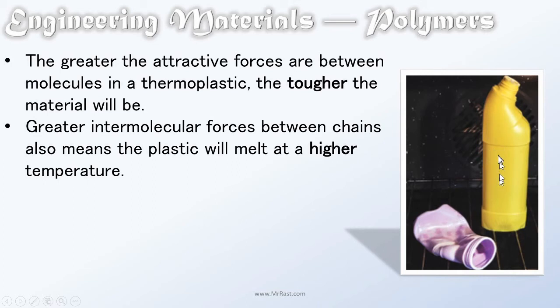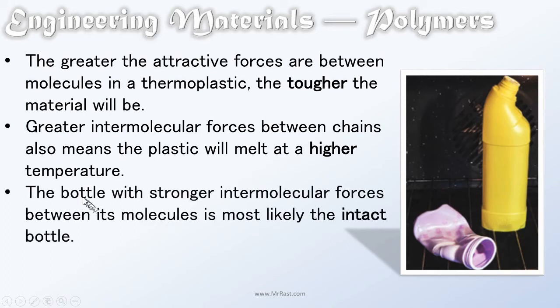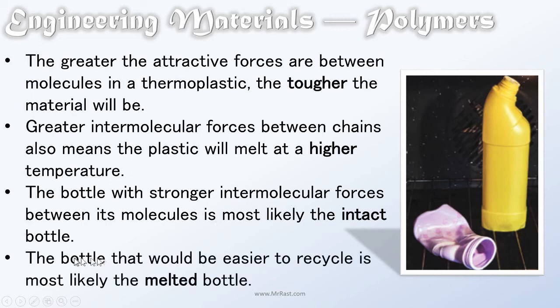So here's an example here of two plastics. One is being held together and they're kind of like in an oven, and the other one is melting. The bottle with the stronger intermolecular forces, so the ones that are connected to each other stronger, is most likely to be the intact bottle. So by looking at this picture, this one here is probably the bottle that has stronger intermolecular forces. The bottle that would be easier to recycle is most likely the melted bottle. So if it's weak, it breaks down easier, which makes it easier to recycle.